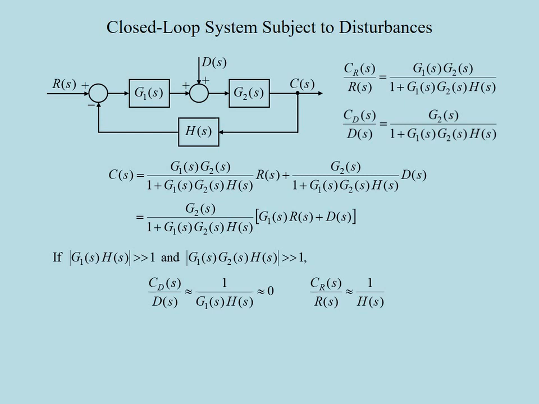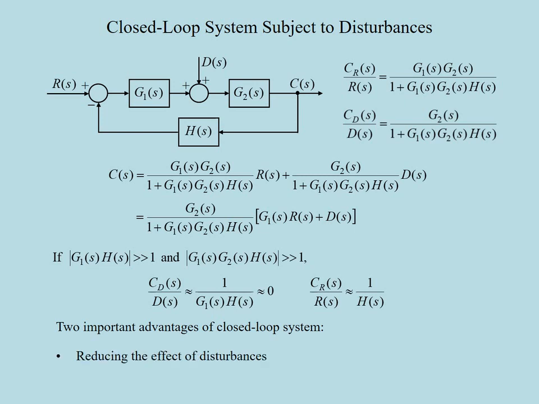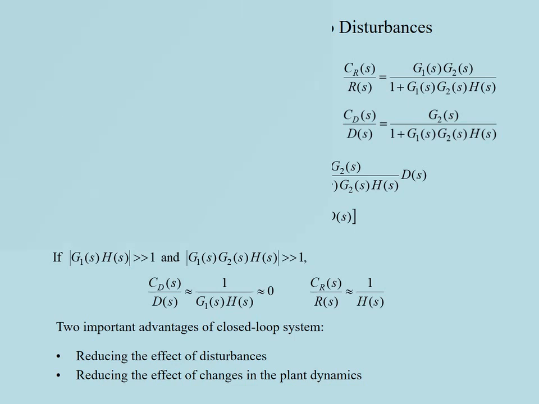All these show us two important advantages of using feedback. Firstly, you can reduce the effect of disturbances, and secondly, you can also reduce the effect of changes in the plant dynamics to your output by applying feedback. And the higher your feedback gain, the better will be the disturbance rejection and robustness of your closed-loop system.